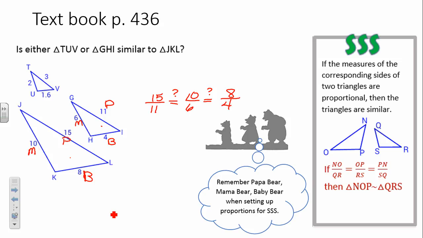Well, I notice that this one reduces to 2, but 10 over 6 and 15 over 11 do not reduce to 2. So I can say that no, triangle GHI is not similar to triangle JKL.